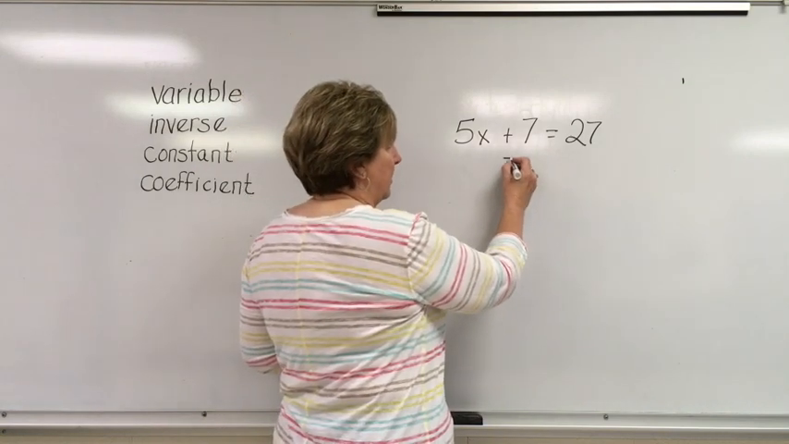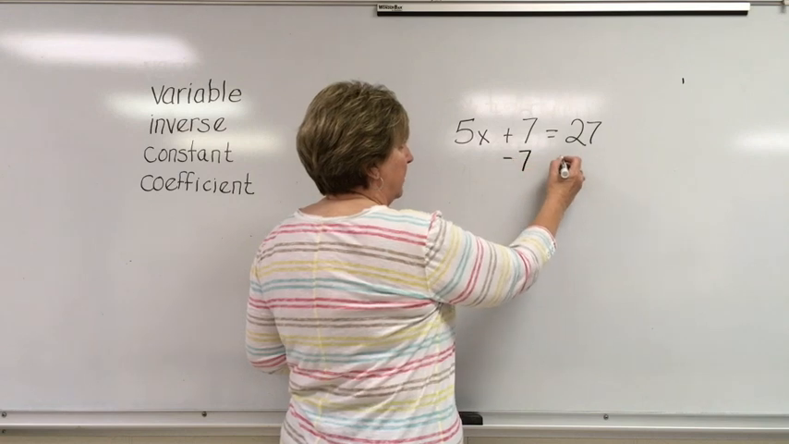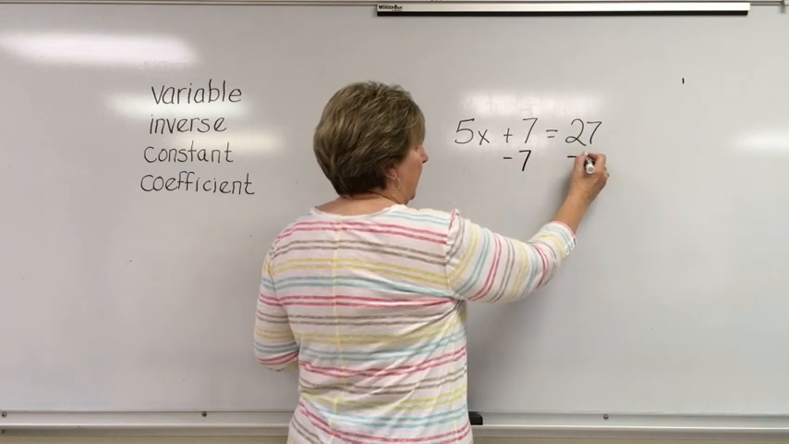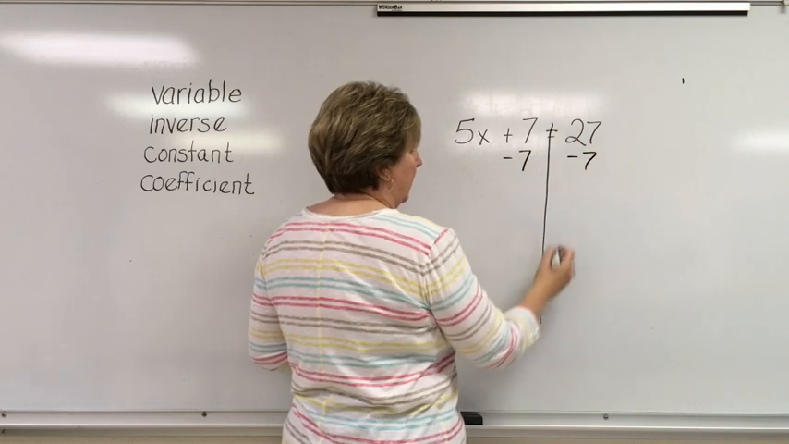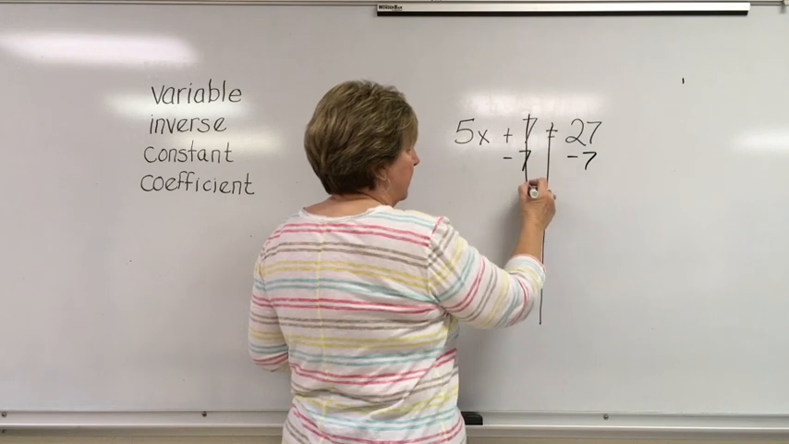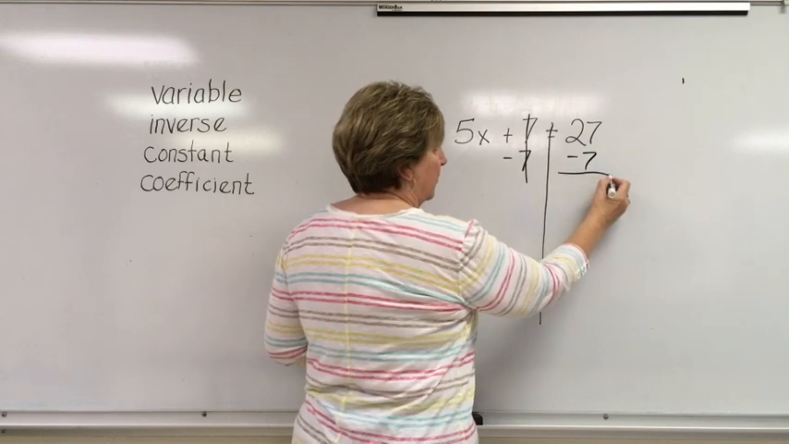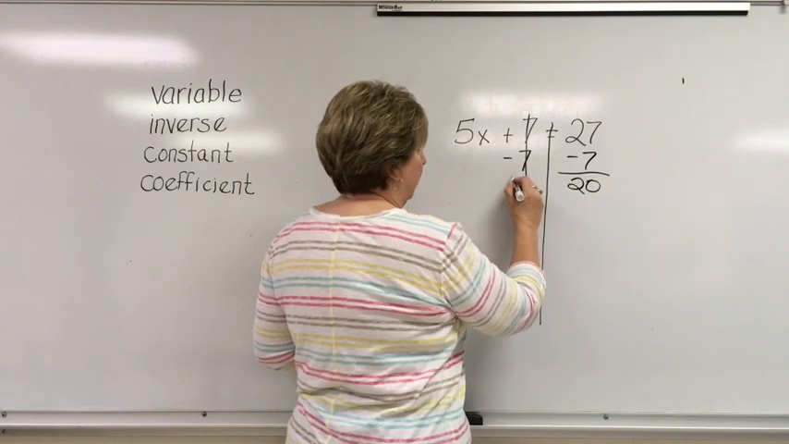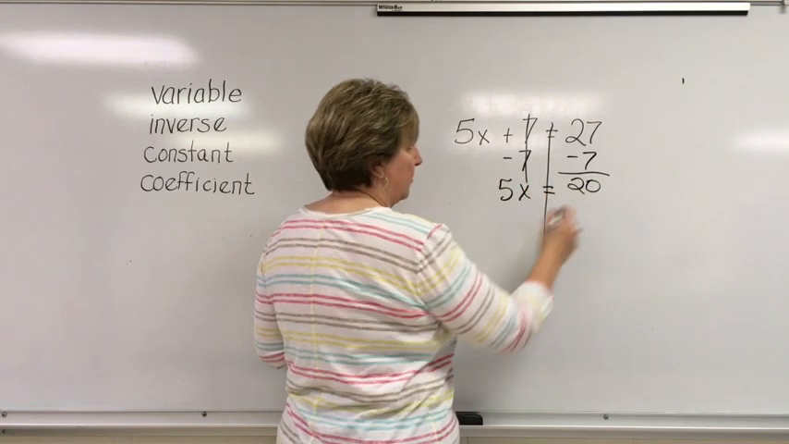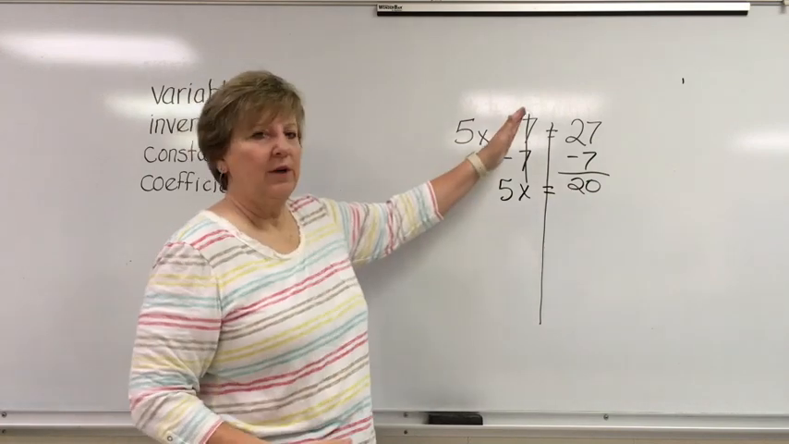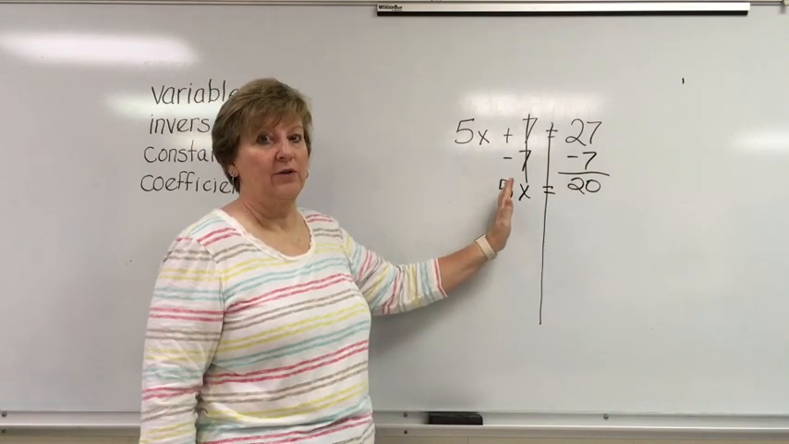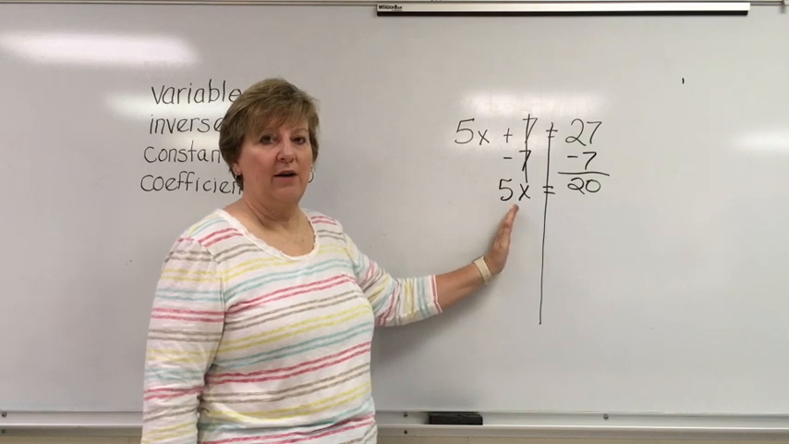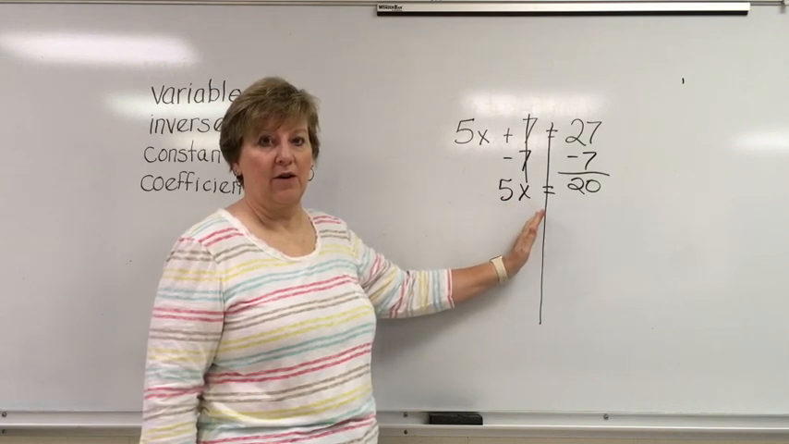The opposite of addition is subtraction. So we're going to minus 7, and we're going to minus 7. We're going to bring our equals all the way down. 7 minus 7 cancels out. 27 minus 7 is 20. So 5x equals 20. We got rid of the crowd, so we're really close. We've just got to get through that bodyguard now to get to the celebrity to get our autograph.